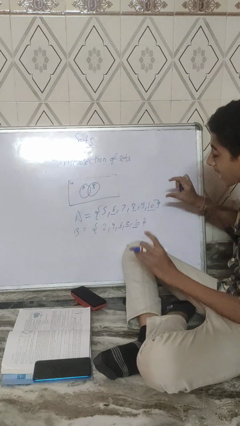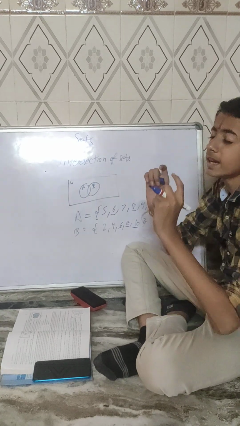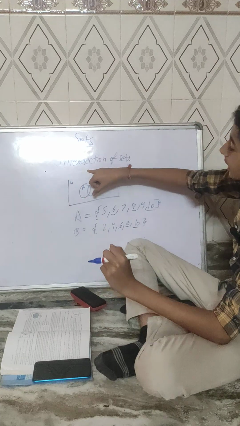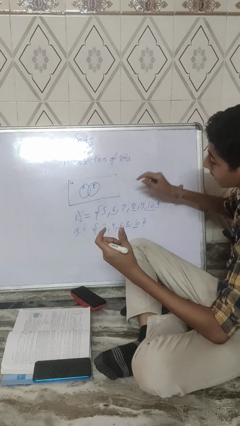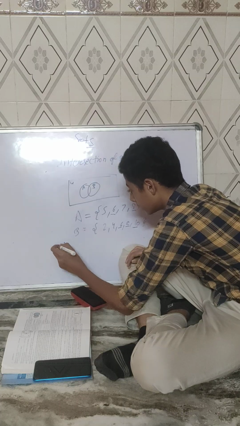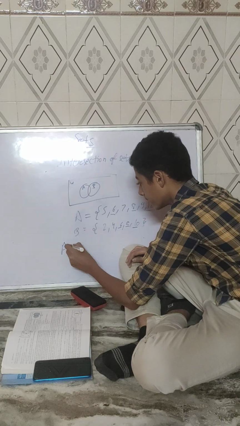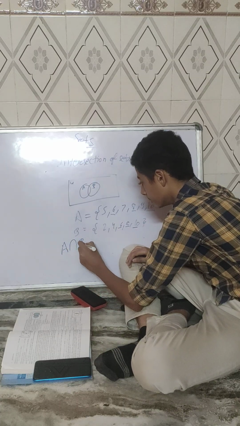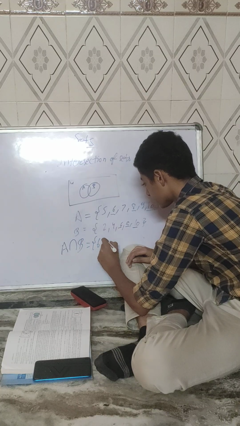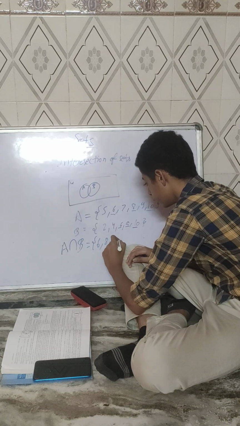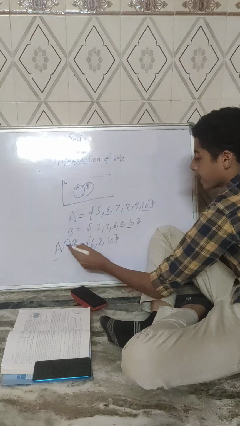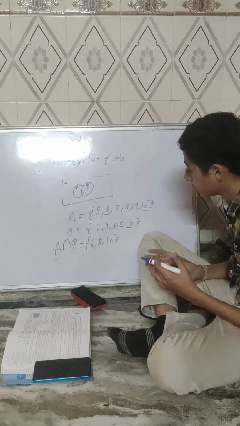So when we take out these three numbers and create a new set, we will call that set the intersection of set A and set B, and we write the new set as A intersection B, and it will become 6, 8 and 10. This will become our new set, called A intersection B.